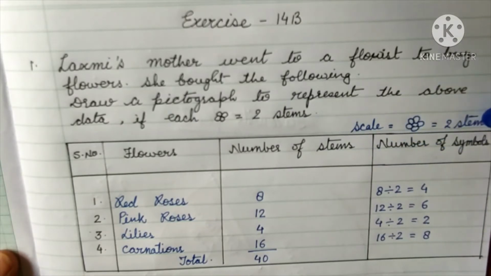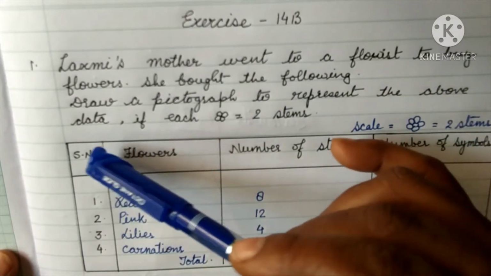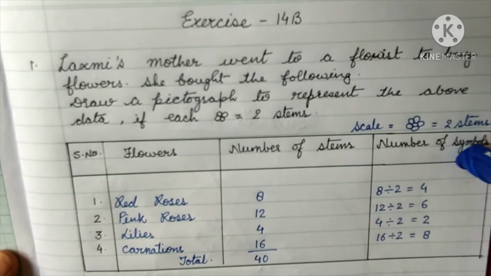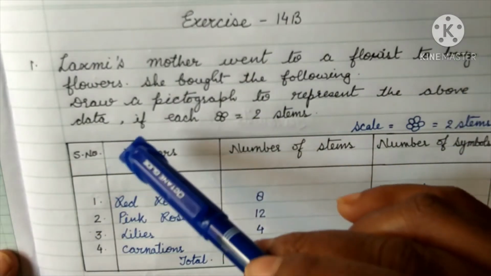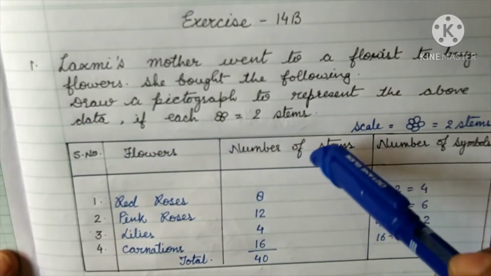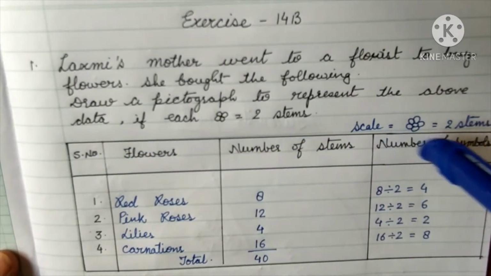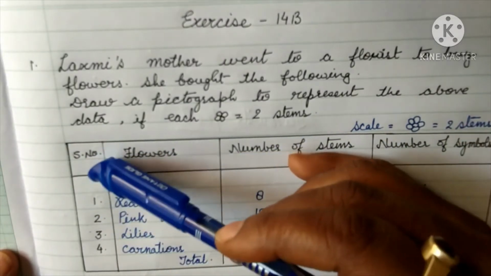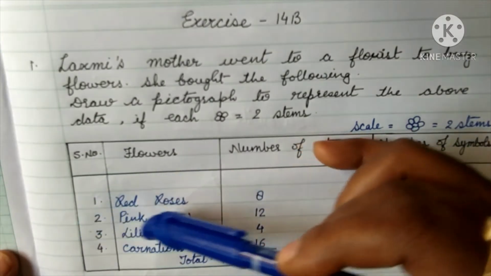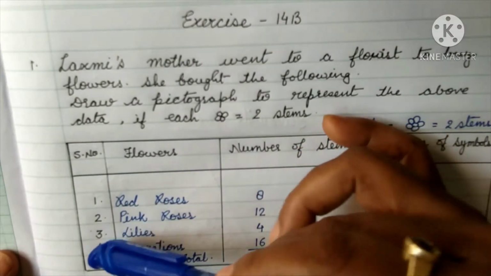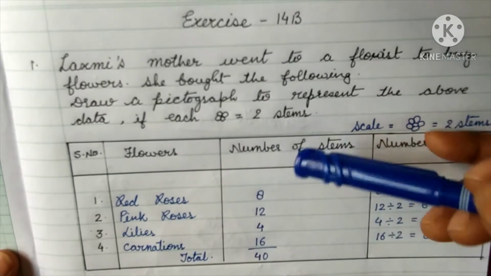One flower is equal to 2 stems. Now we have to make this table. Serial number, flowers, number of stems, this part is already given. One more part we have to add, that is number of symbols. So first one is red roses, second is pink roses, third is lilies, and fourth is carnation.